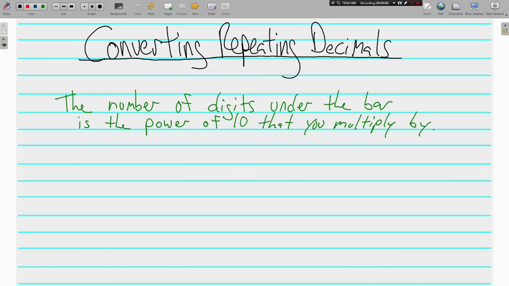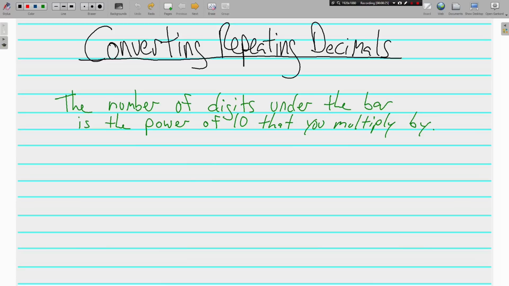We've been studying real numbers, talking about rational versus irrational numbers, and how rational numbers are numbers that can be written as fractions. Repeating decimals are rational numbers. There is a way to write them as fractions, and that's what we're going to talk about doing today.